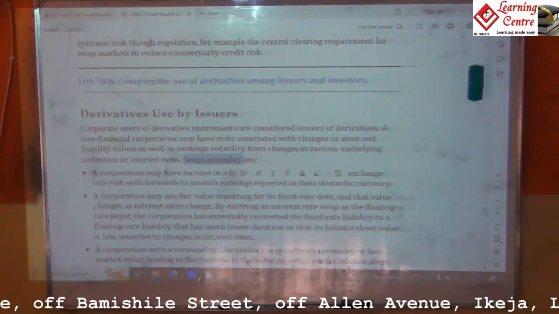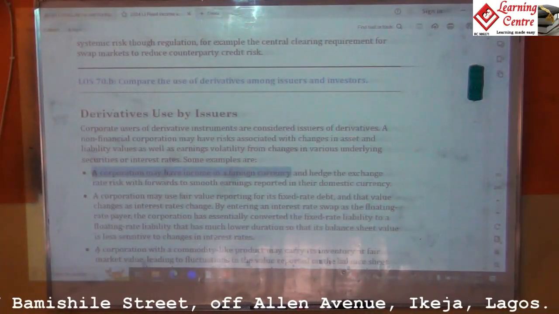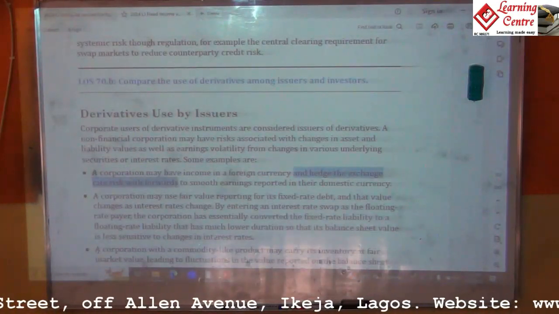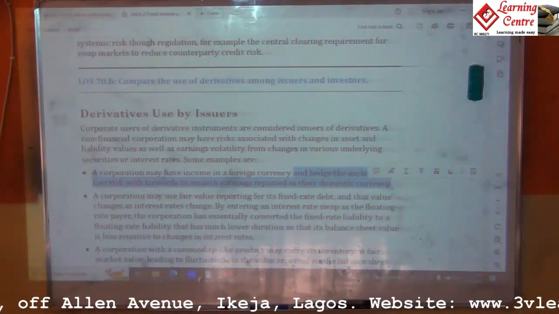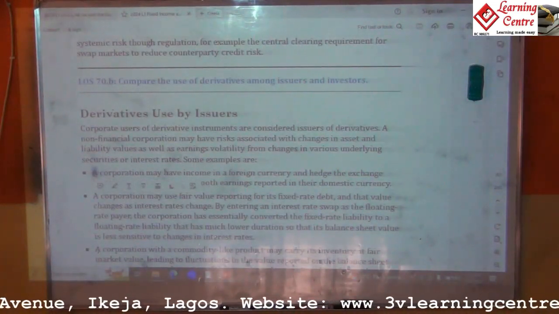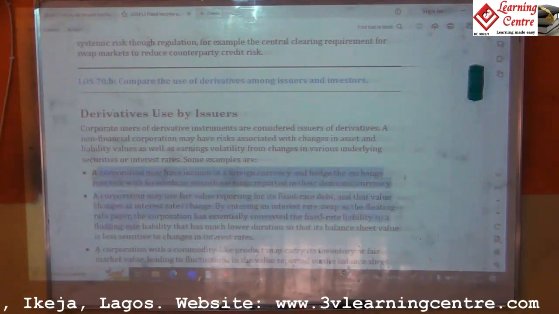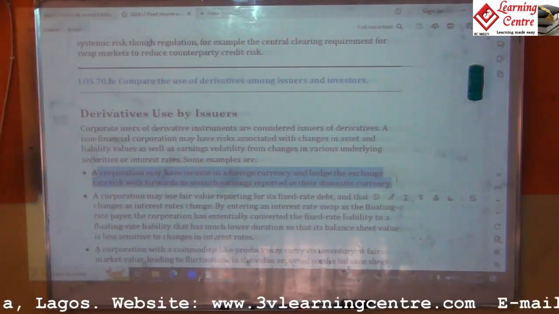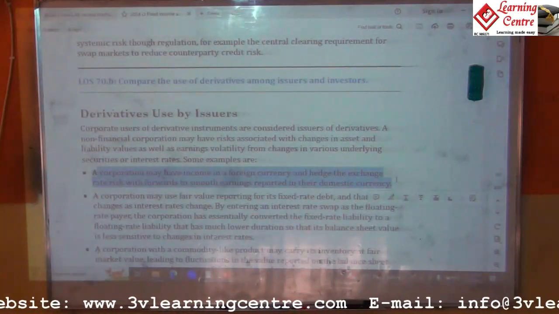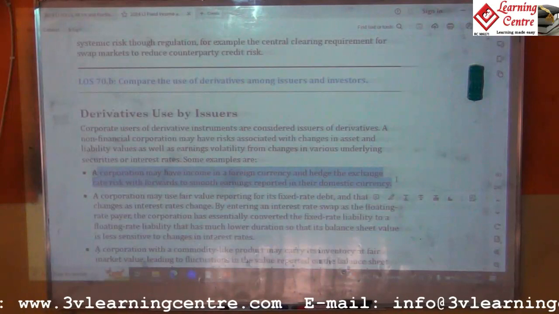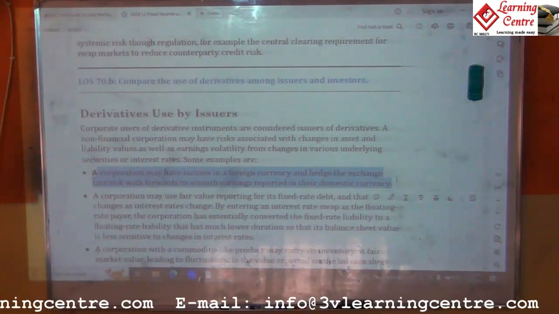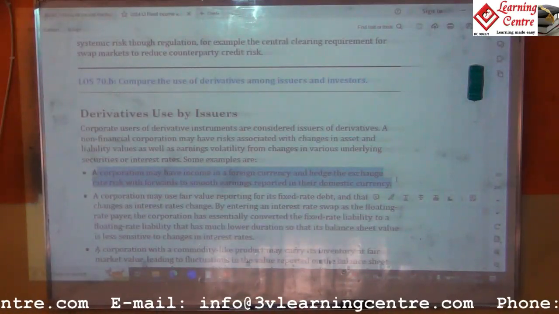Some examples are: one, a corporation may have income in a foreign currency and hedge the exchange rate risk with forwards to smooth earnings reported in their domestic currency. So you have done a transaction with a company, but you want to be able to hedge that risk. Your foreign exchange risk exists, but you want to hedge it. So what this is saying is you can hedge that risk and put it into a forward or futures contract, and that will help you smooth your earnings in your currency.